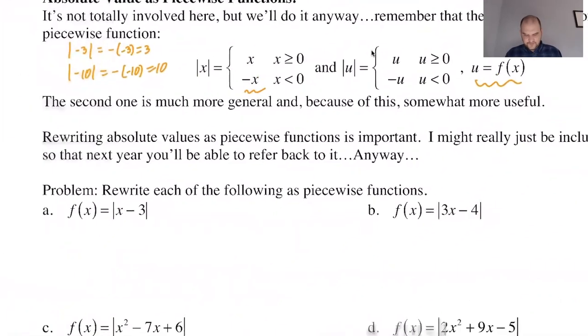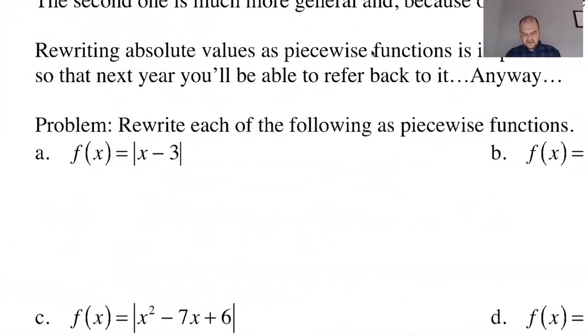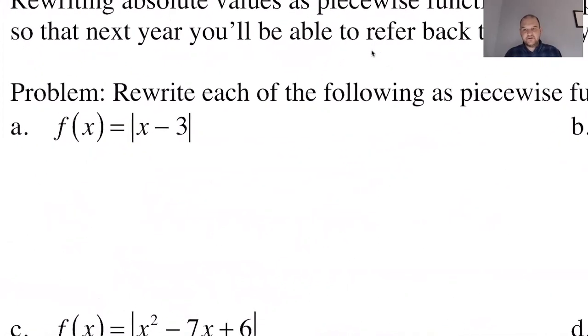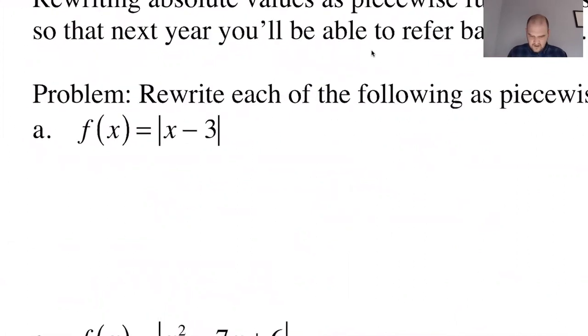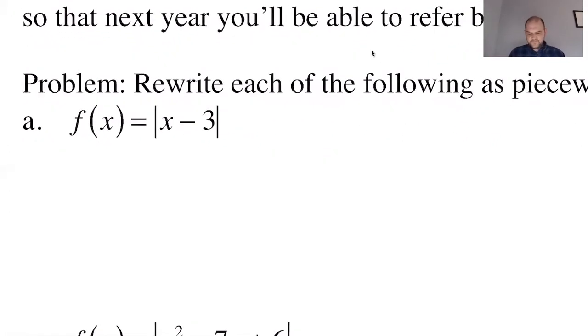I'm going to try to take these absolute values and rewrite them as piecewise functions. We did something like this in notes 13 around the rational functions. It's a random thing, so you may or may not remember it, but if you go back to notes 13, you'll find some stuff about it. All right, rewrite each of the following as a piecewise function. Here's how I do this. I need to figure out what makes this equal 0. That gives me x equals 3.